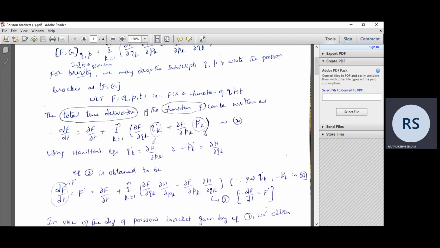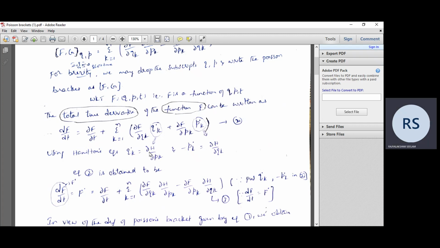So the total time derivative of the function F can be written as dF/dt. Since F is a function of q, p, and t, we can write dF/dt equals ∂F/∂t plus the sum over k equals 1 to n of ∂F/∂q_k q̇_k plus ∂F/∂p_k ṗ_k. Here F is a function of q_k and of p_k. By using Hamilton's equations, we have q̇_k equals ∂H/∂p_k and ṗ_k equals minus ∂H/∂q_k. So these are the Hamilton's equations.